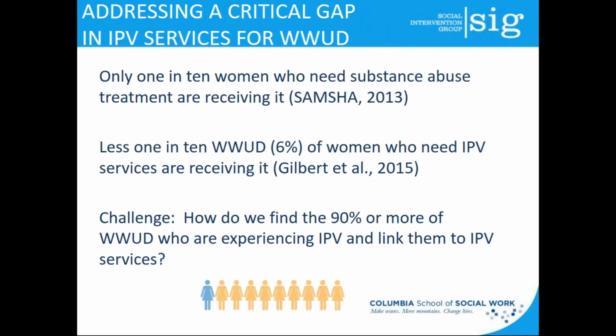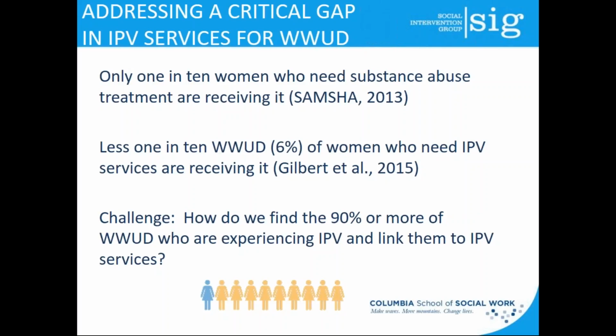And our effort to develop an IPV SBIRT model mirrors SAMHSA's wider SBIRT initiative of identifying folks in early stages of experiencing drug or alcohol-related problems and linking them to appropriate treatment. So currently, as many of you may know, only 1 in 10 women who need substance abuse treatment are receiving it.